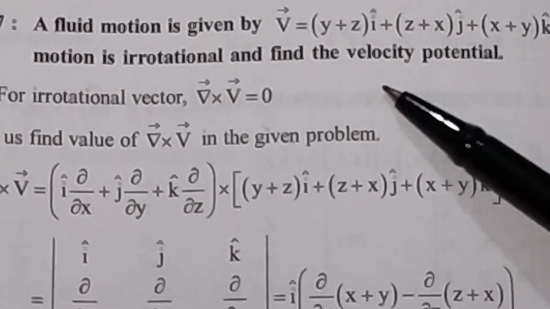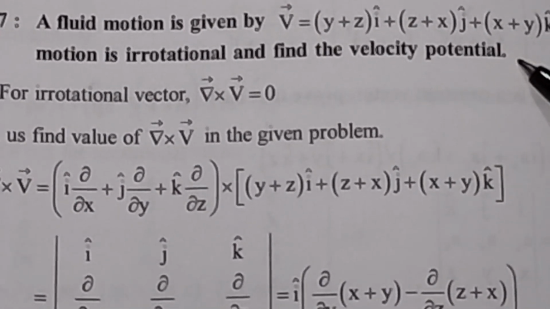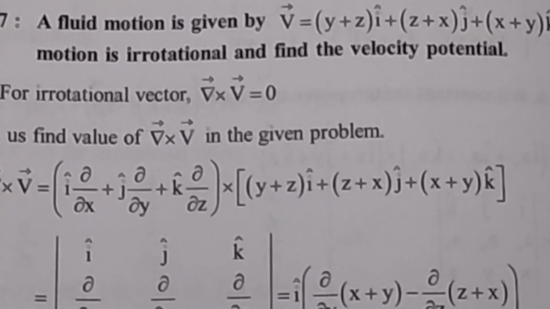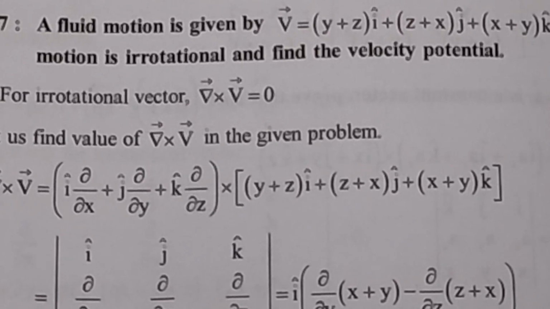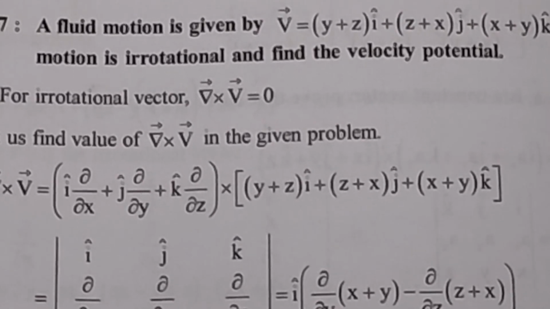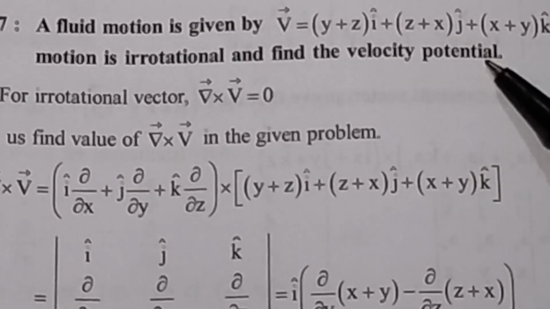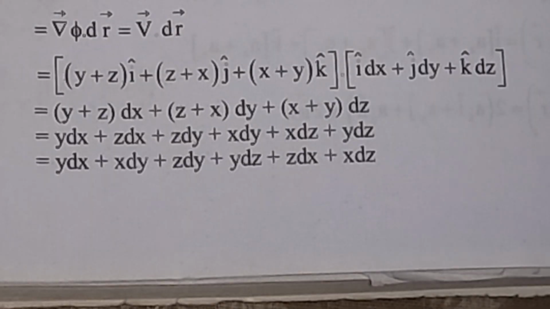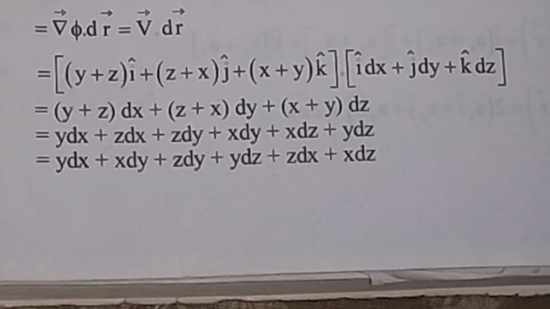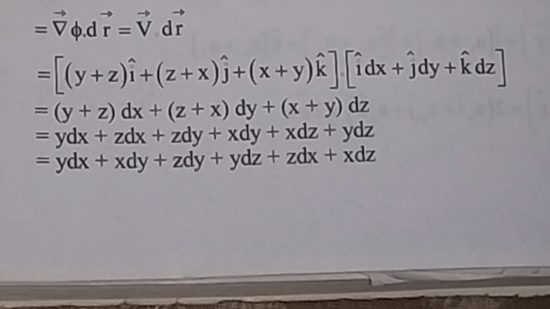Then it is asked to find the velocity potential. Why will we find the velocity potential? Because for irrotational motion, a velocity potential function exists. That is why we will find out the velocity potential. Suppose the velocity potential function is equal to phi. And we will find out the velocity potential function phi, which must not be equal to 0. Okay, then how to find the velocity potential function?